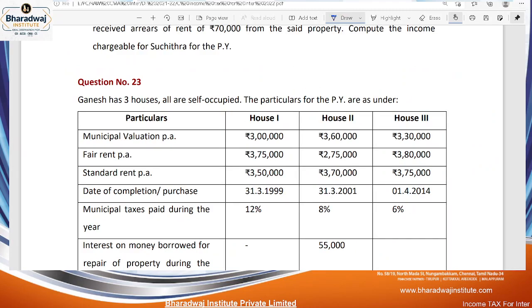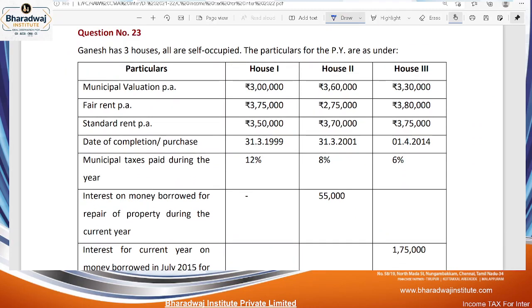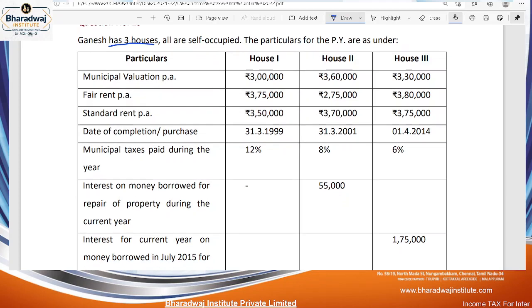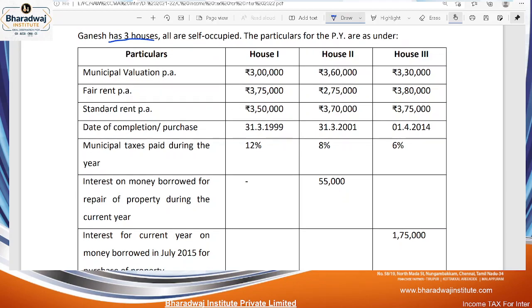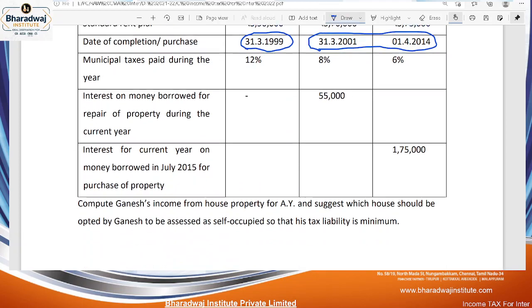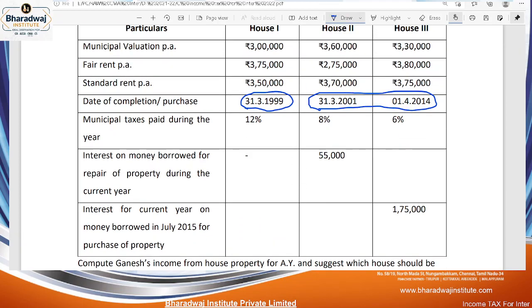Look at question number 23. This is similar to what we have discussed already. All of them are self-occupied. The particulars for the previous year are given to us. Municipal value, fair rental value, and standard rent are given, along with the date of completion or purchase. Before 1999, if it is a self-occupied property, a maximum of 30,000 deduction can be given. All these things are after 1999.